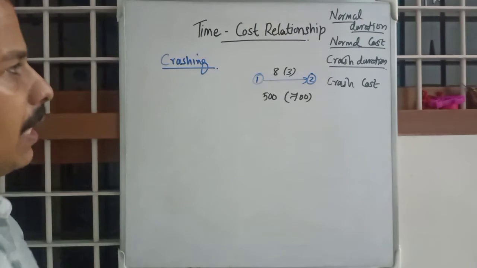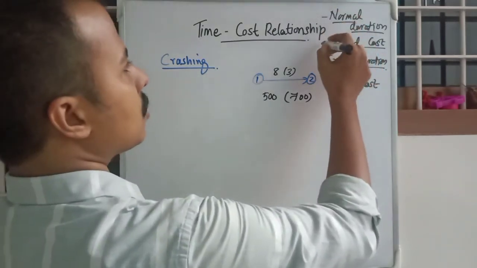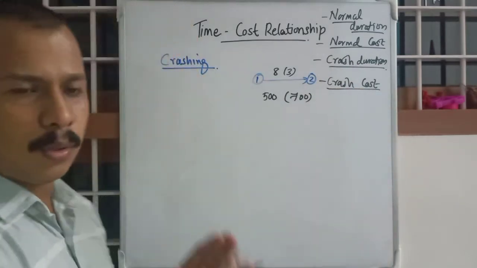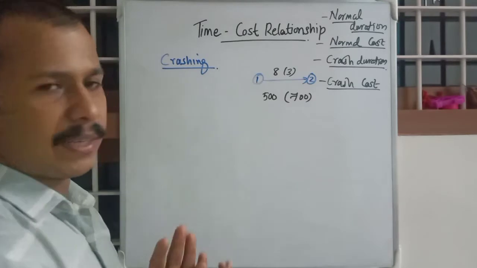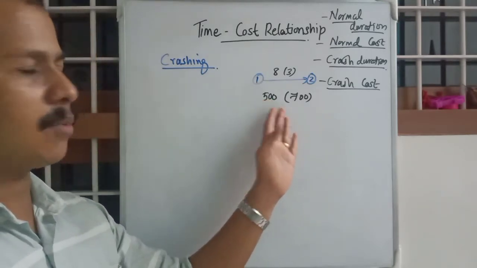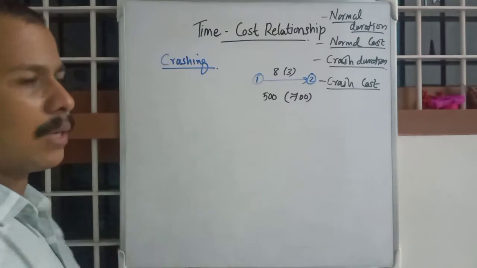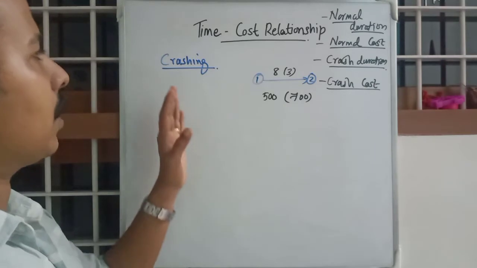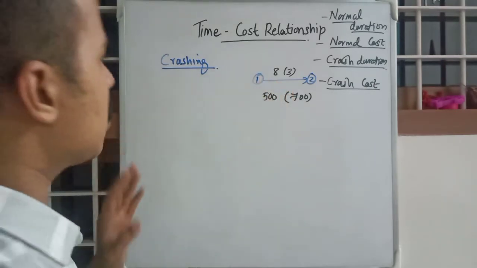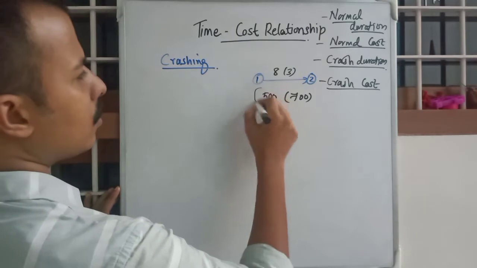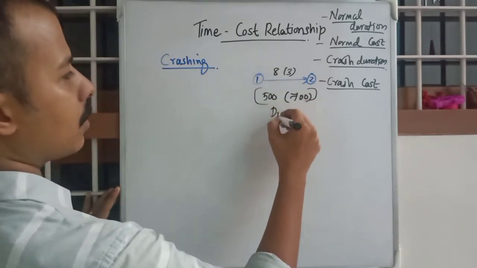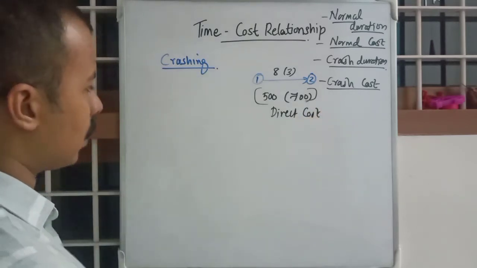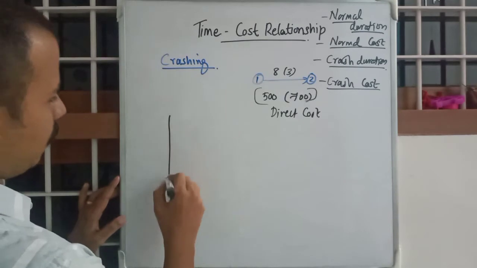I hope you understand. And these 4 terms, normal duration, normal cost, crash duration, crash cost, can be attributed to the total project and to single activities. We have just spoken in terms of a singular activity, but they can also be told in terms of total cost, total project also. Here we are considering direct cost. We are not talking about indirect cost right now.